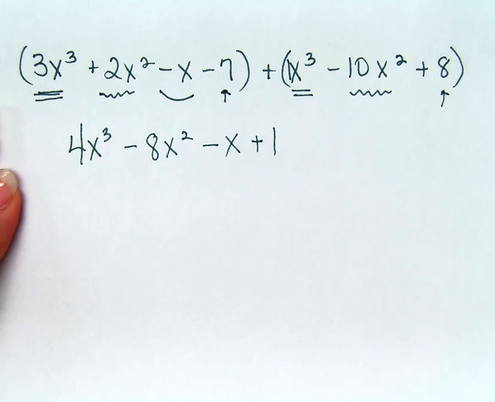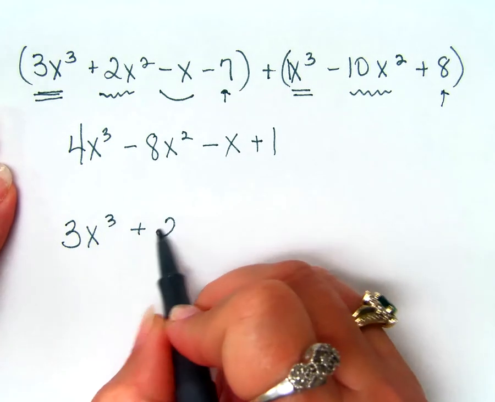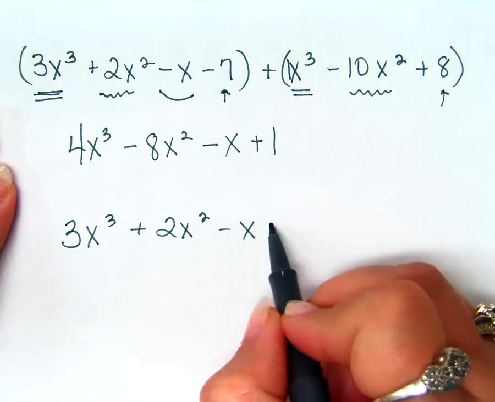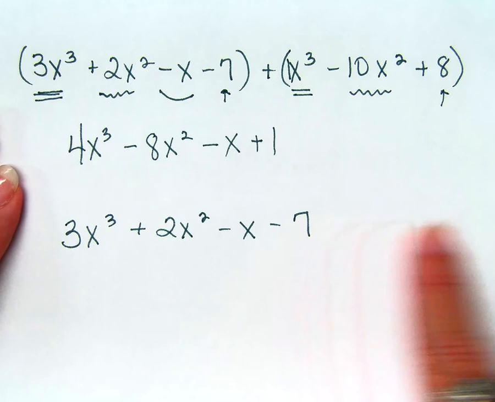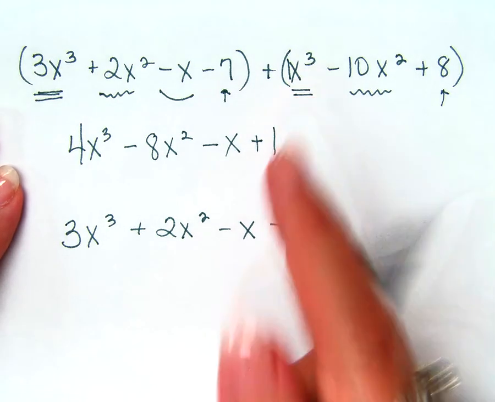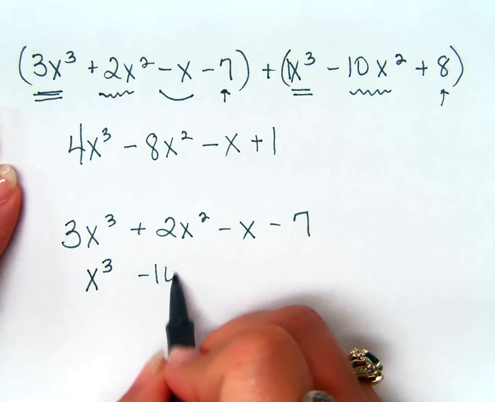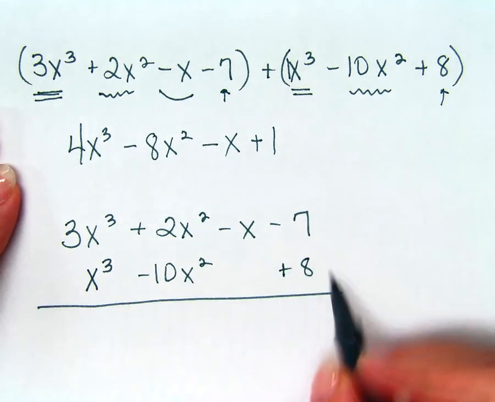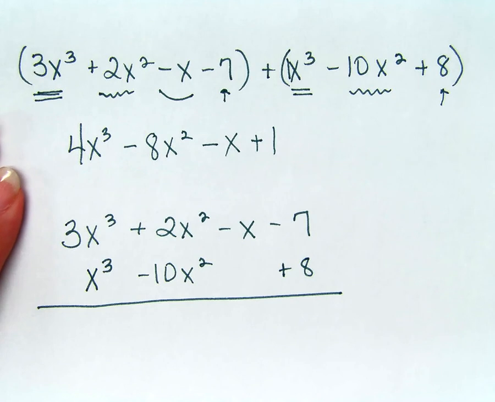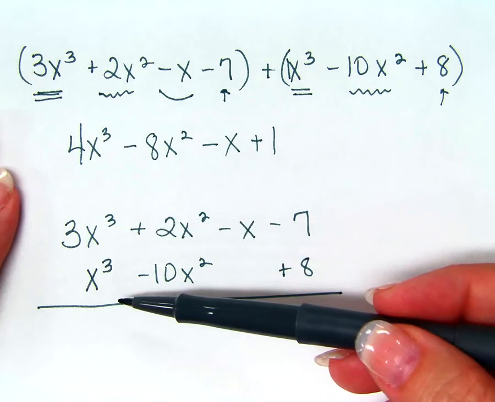One way you may not have seen before is if I write the problem like this instead. I write the first polynomial, but instead of writing the second out to the right of it, I write it underneath: 1x cubed, negative 10x squared, and plus 8. Excuse me, horizontal is this way, this is vertical. I've got one term here and one underneath it.